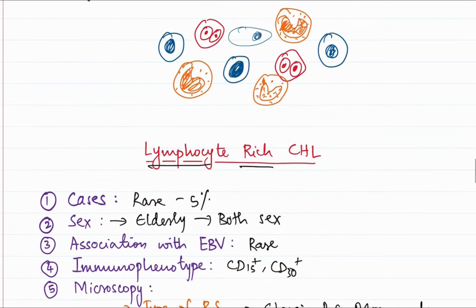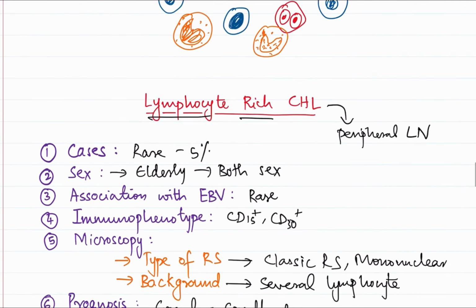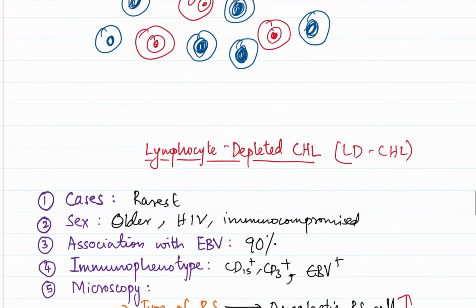Of classic Hodgkin's lymphoma. Then coming to the lymphocyte rich type, it usually involves the peripheral lymph nodes. And the lymphocyte depleted, as we have said, it has a poor prognosis. And this is the one which will involve the bone marrow and the retroperitoneal lymph nodes.